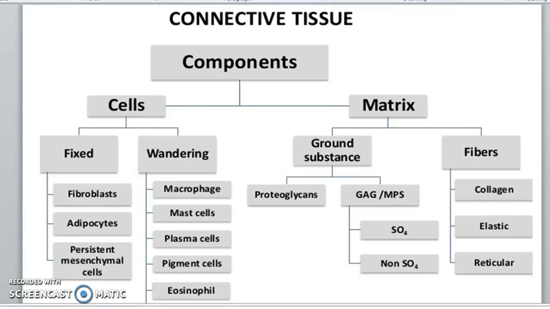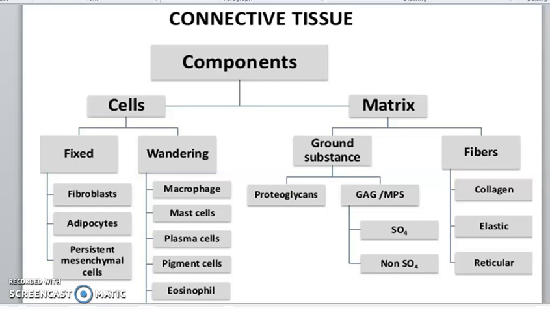Now let's look at the components in terms of cells and matrix, ground substance, fibers. The cells are mostly divided into two major groups. Some of them are fixed cells or permanent cells. They remain in their permanent location. You know that if you go to this location, you see this cell. And some of them are wandering cells. That means they move from one location to the other. Most times they move through the blood.